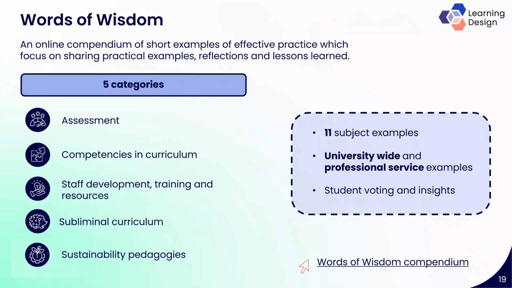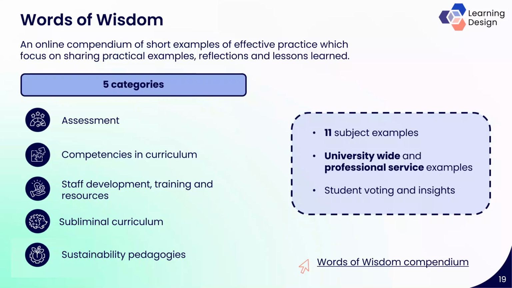The final online compendium is hosted on the OU's MOOC platform OpenLearn Create, and the compendium is accessible to everyone, including those outside the OU. You can search for inspiration from examples which cover 11 subjects, as well as university and professional service projects, and sit within 5 broad categories which are outlined on the slide. And these are assessment, competencies in the curriculum, staff development, training and resources, subliminal curriculum, and sustainability pedagogies.